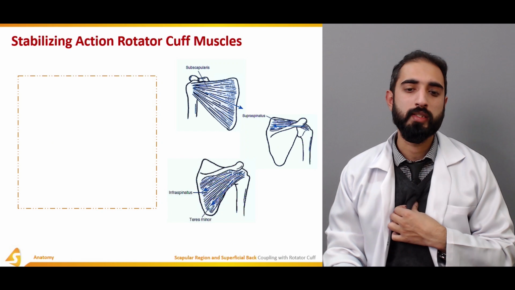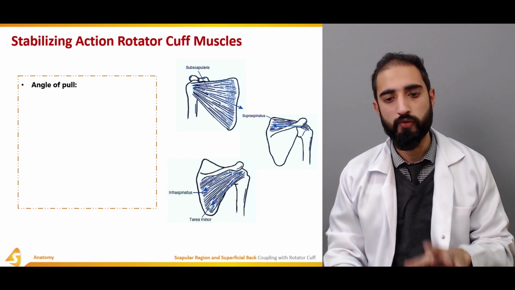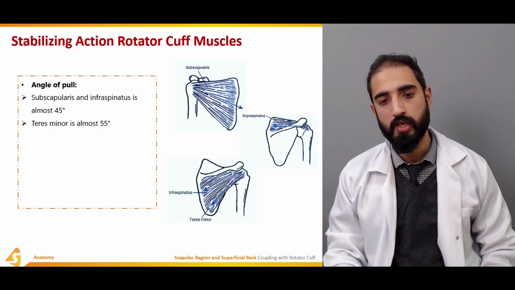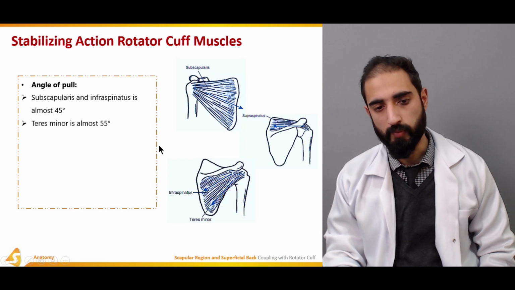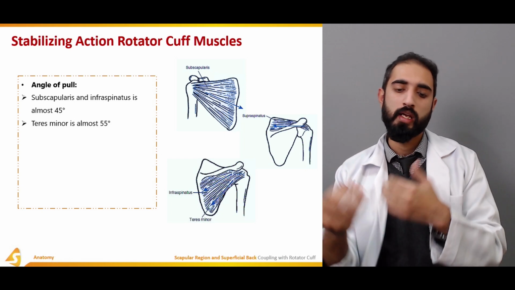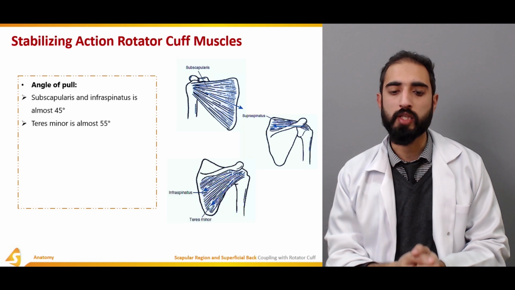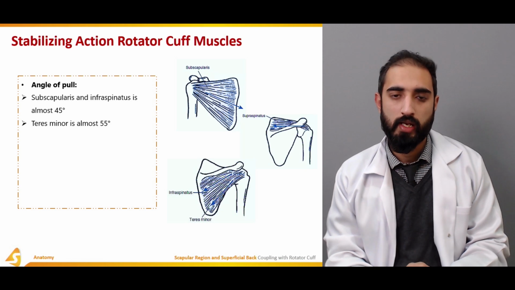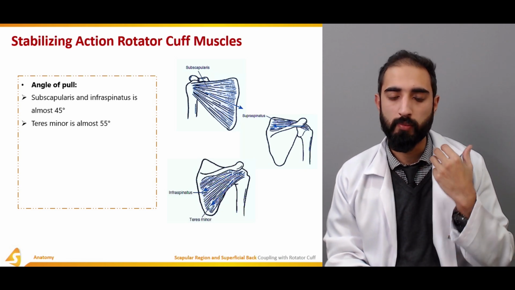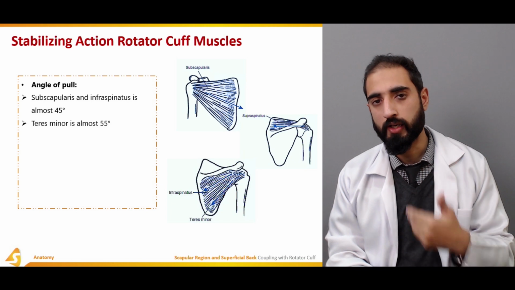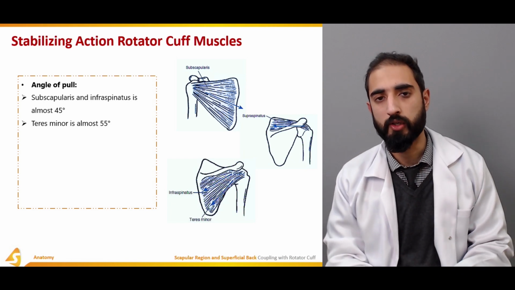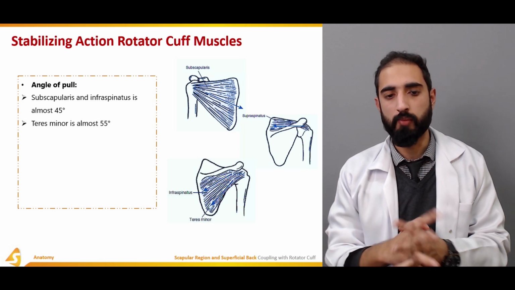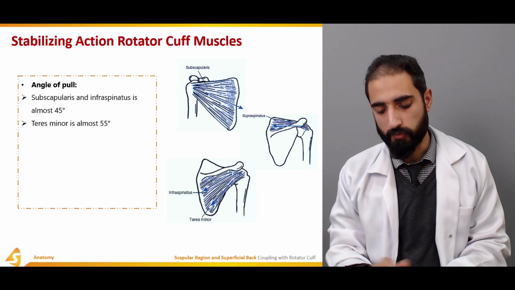Moreover, when we talk about the stabilizing action of the rotator cuff muscles, they have different angles of pull. Subscapularis and infraspinatus are almost 45 degrees and teres minor is almost 55 degrees, and that downward and inward action of the subscapularis, infraspinatus and teres minor complements and counteracts the action of the deltoid by creating an opposite line of action of force to the deltoid, which is outward and upward. So there is stability provided by the rotator cuff muscles in this manner.